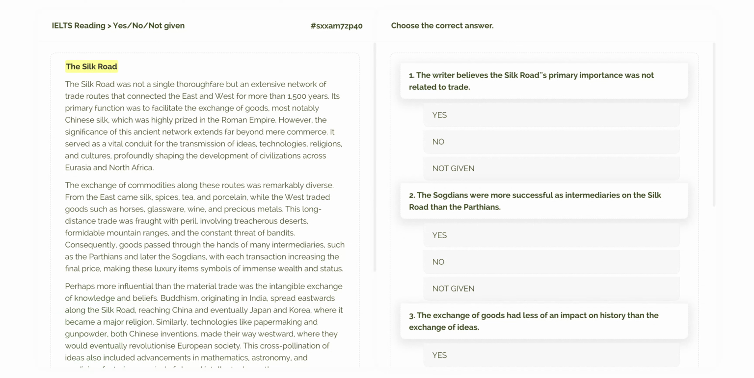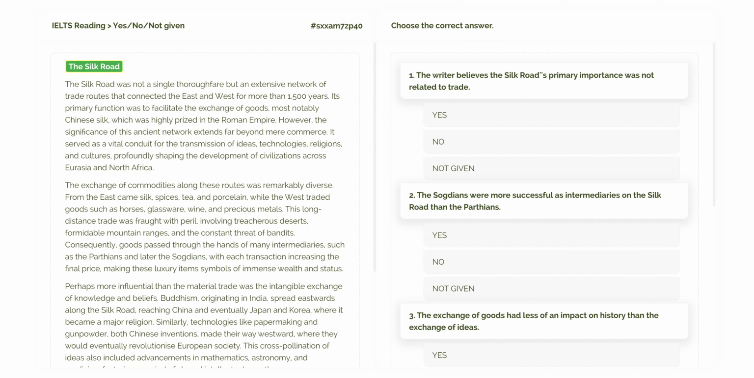The Silk Road. Alright, let's start by looking at the title of our passage. It's the Silk Road. This immediately tells us the topic. We can expect the text to be about history, trade, and connections between different cultures. Just by reading these three words, we're already predicting the main idea.